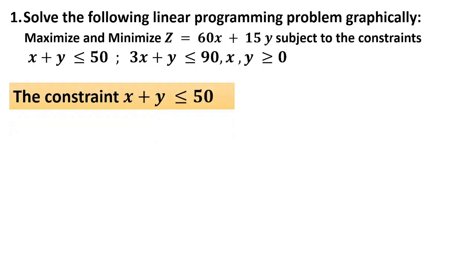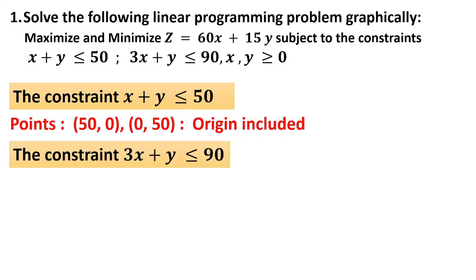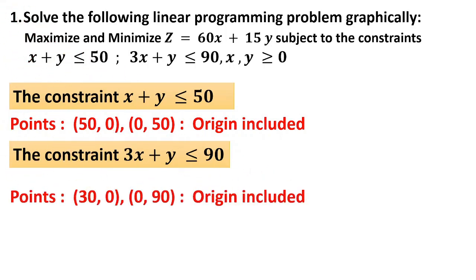Well, now I will take the constraint x plus y less than or equal to 50. In lower classes, you have found the points of x and y and drawn. The easiest method is to put y equal to 0 and get the value of x, then put x equal to 0 and get the value of y. You get the points on the x-axis and y-axis and join them. For example, I take the points 50, 0 and 0, 50. Is the origin included? Yes, it is included because the origin satisfies this inequation. Let me take the other one, 3x plus y less than or equal to 90. When I put y equal to 0, x is 30, and when I put x equal to 0, y is 90. Origin is included because the origin satisfies.